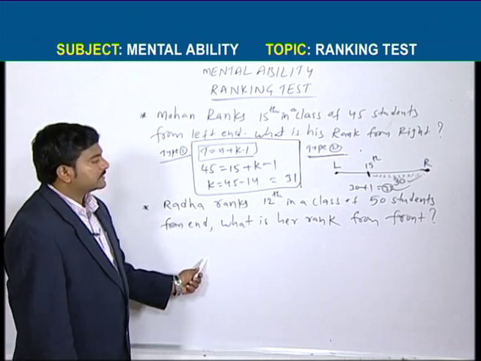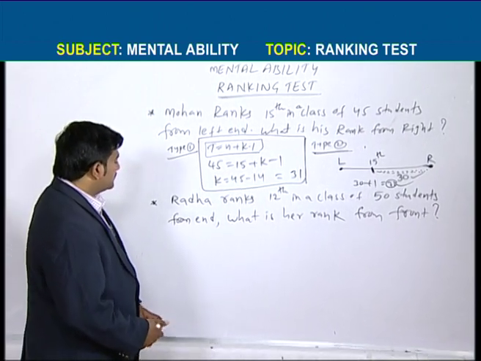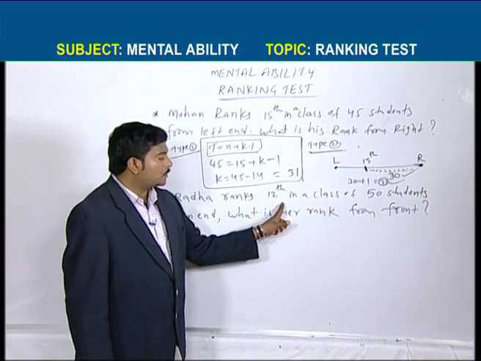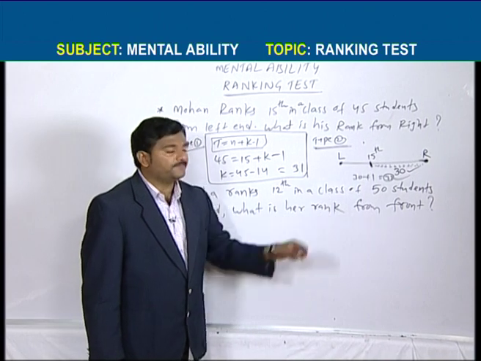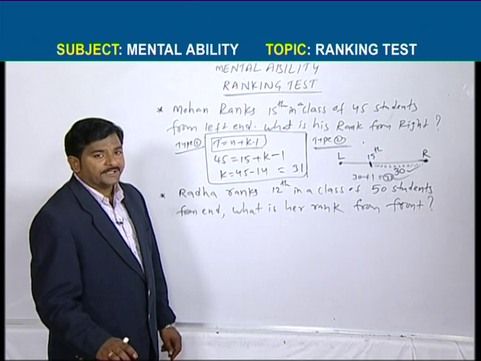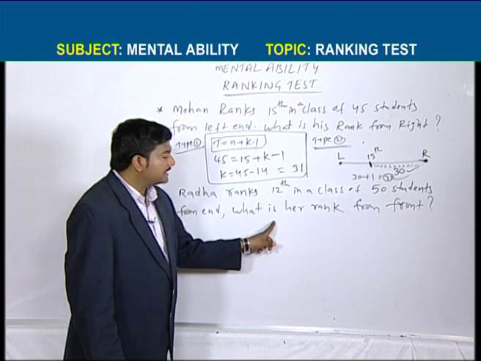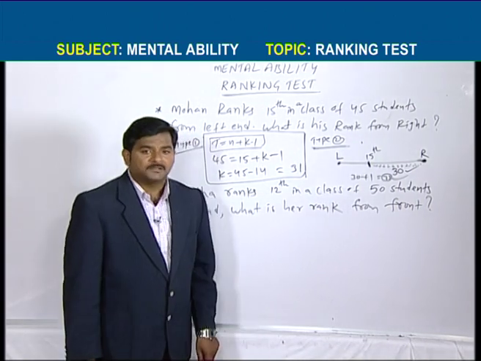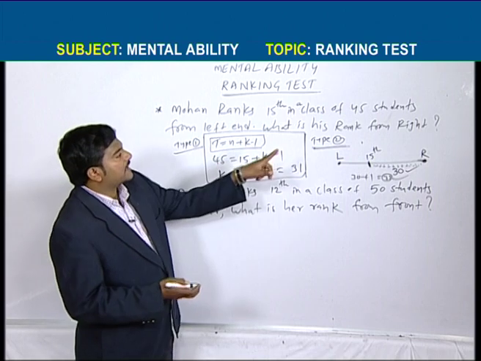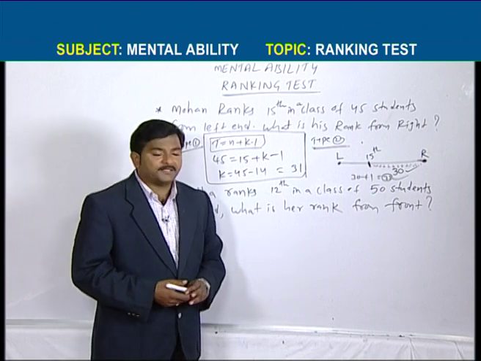Now focus on the second question. Radha ranks 12th in a class of 50 students. Total how many are there? 50 from the end. No issue. What is her rank from front? Indirectly, I need to say one thing. In the first question he gave the left end and asked to find the right end. Here he gave from the end and asked to find from the front.